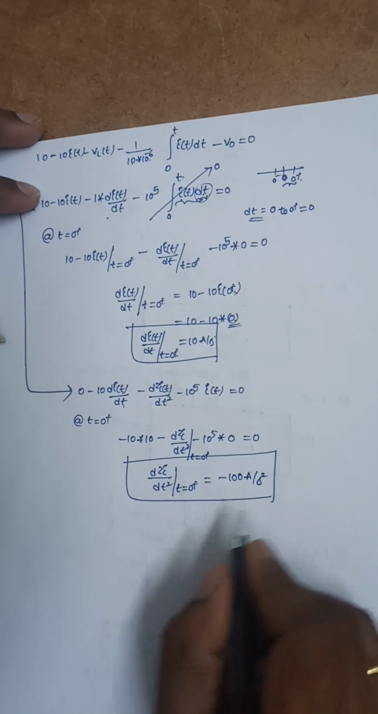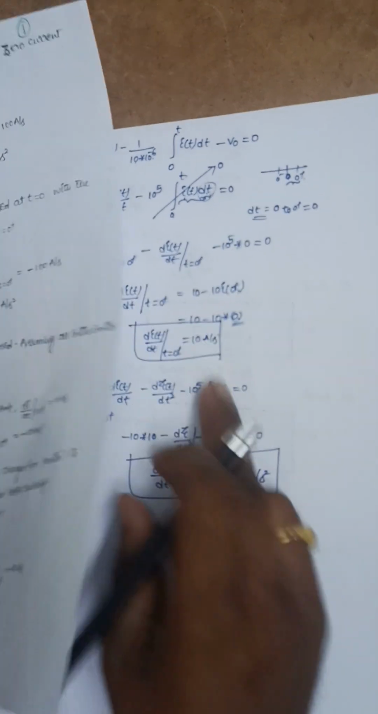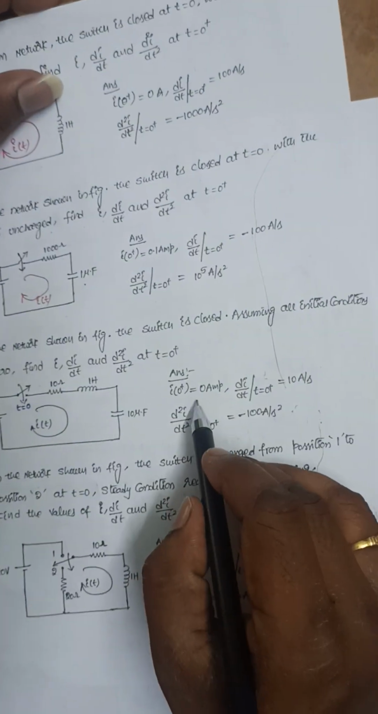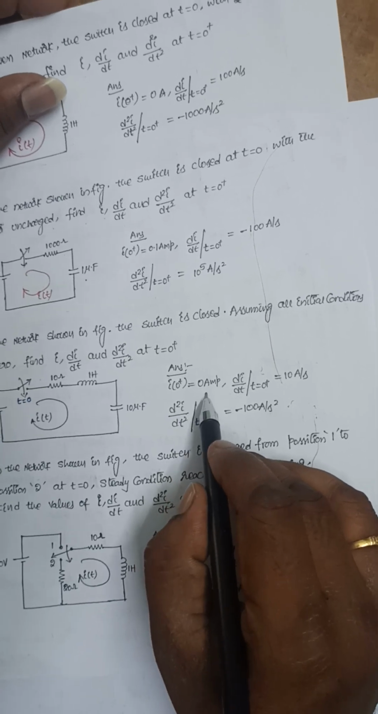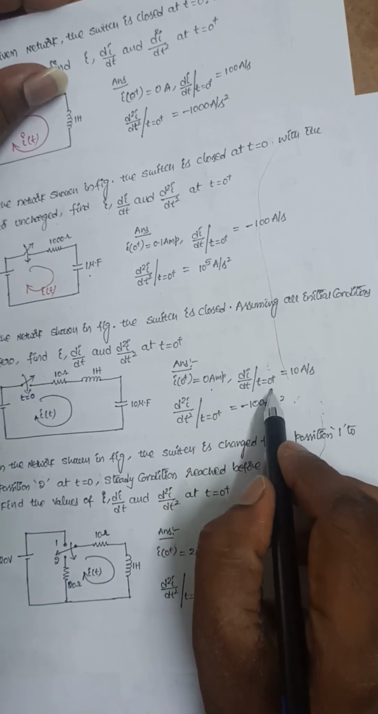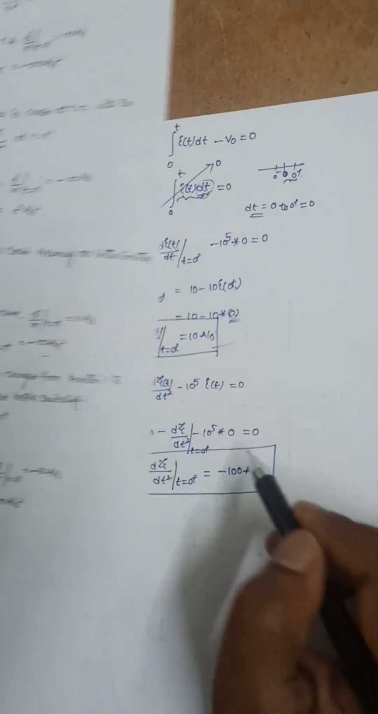So this is how we need to solve this question. So the answers are: I at t is equal to 0 plus is 0 amperes, di by dt at t is equal to 0 plus is 10 amperes per second, and d square I by dt square is minus 100 amperes per second square.